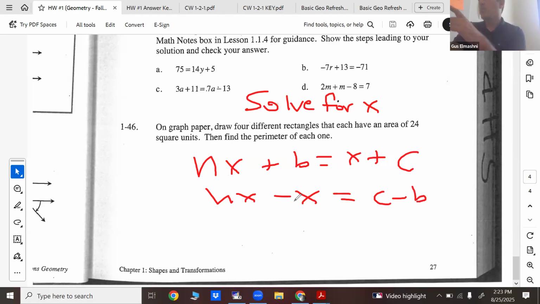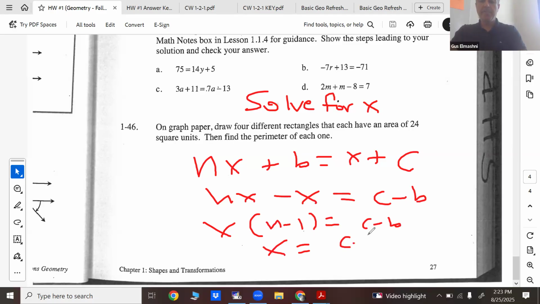Now, why did I do that? What can I factor out from the left side? The x, right? And then what do I divide by? The n minus 1. Is x by itself? You bet.